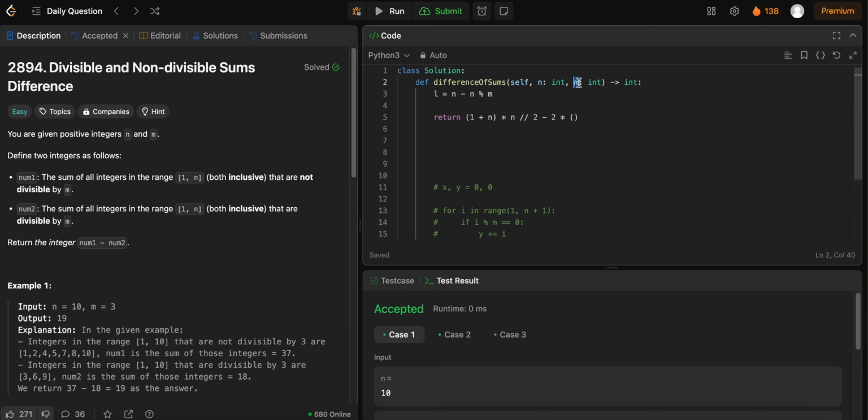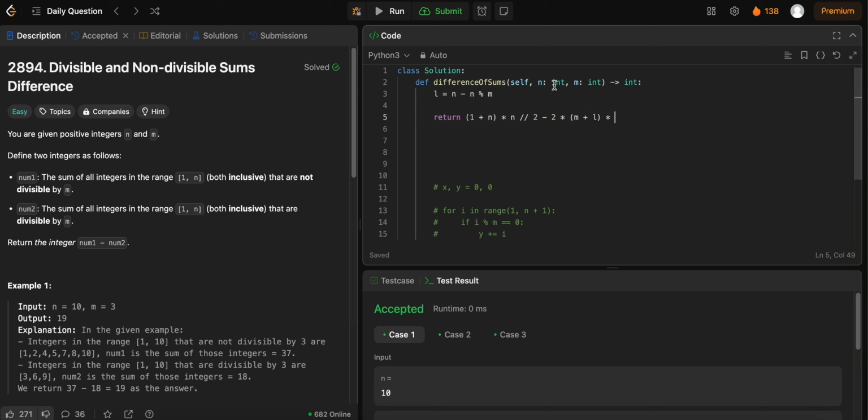So for example, if m is 3, the first number is going to be 3. So we have that, and then plus L. And then we need to find out how many numbers are actually in here. So how do we do that? That's another thing we have to think about.